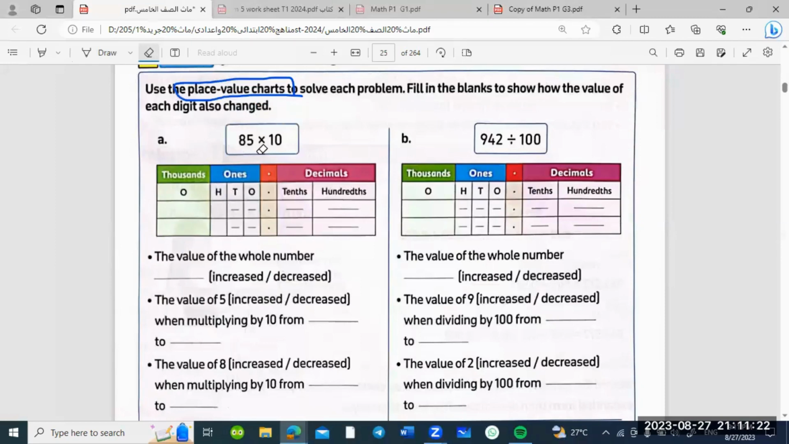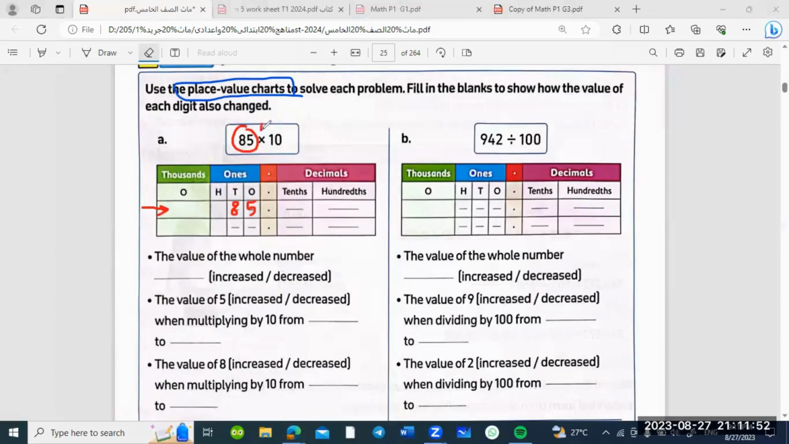But now I have 85 times 10. First, I will write my number, which is 85, here in the first row in the place value chart. So I will write 85. This is the first step, to write your number in the place value chart in the first row. But what about the second step?